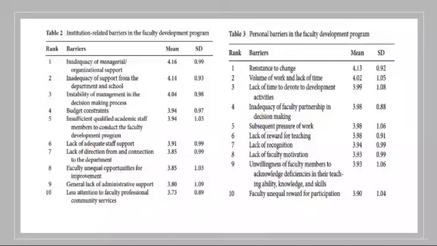I just included the top 10 barriers. In the institution: inadequacy of management and organizational support, inadequacy of support from the department, and so on, insufficient qualified academic staff members to conduct the faculty development program, lack of adequate staff support, lack of direction and connection to the department, unequal opportunities for improvement, and so on. And from the personal perspective: resistance to change, volume of work and lack of time, and so on, inadequacy of faculty partnership in decision making, pressure of work, lack of reward for teaching, lack of recognition, lack of faculty motivation. And I will share all three papers with the email that we'll send to everyone.